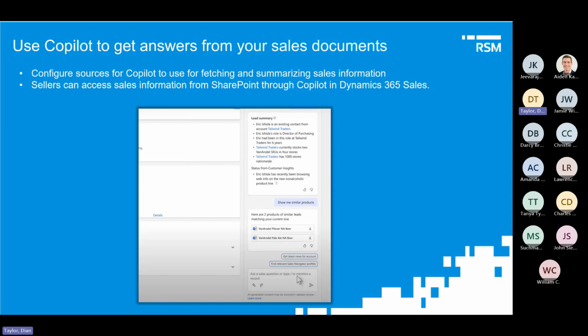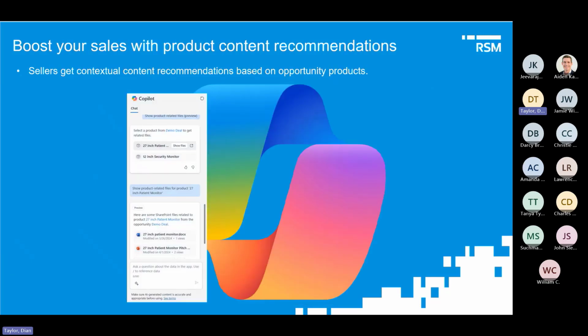Now, if I go to the next one, I figured let me just put them next to one another so you can kind of see what that is. This is very similar to the one that I just mentioned, but it's not really the same because this feature allows sellers to get files that are related to opportunity products. Right. So this is going to be obviously a big productivity booster because I don't know about you guys, but I am always looking for documents and I can never find my documents. So this is going to make that a lot easier.